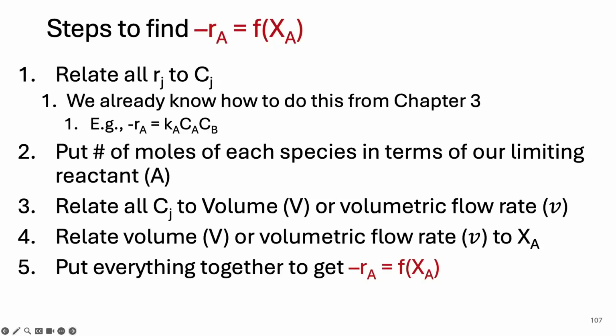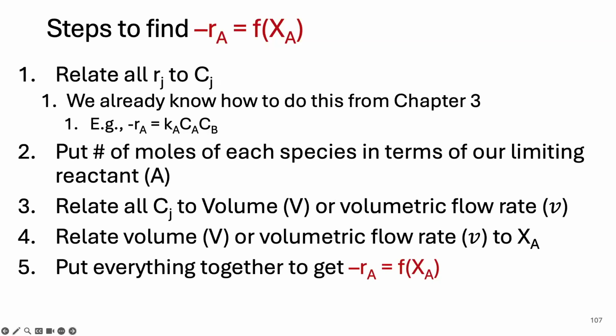So the main steps that we'll be taking in order to find out how our reaction rate varies as a function of conversion will be to first relate all of our individual species reaction rates to their concentrations. We already have seen examples of how to do this. We'll change the number of moles of each species and rewrite those in terms of the limiting reactant. In this case, A, we're going to assume is our limiting reactant.